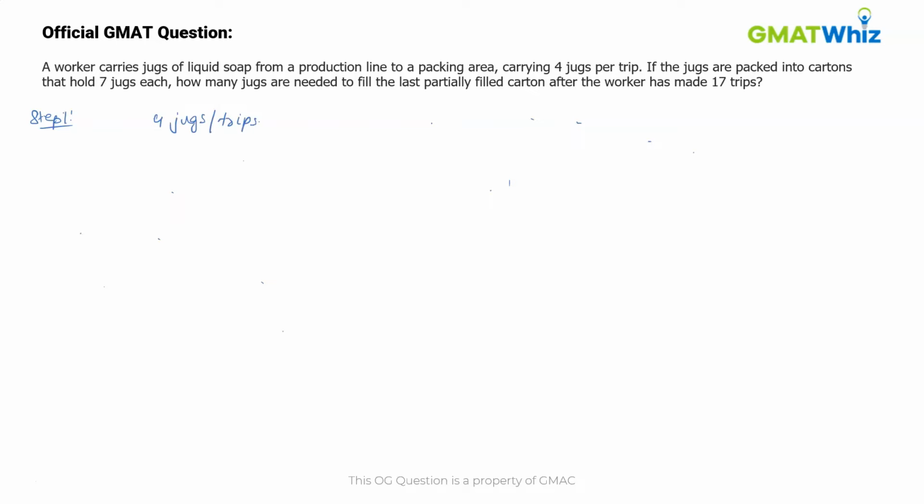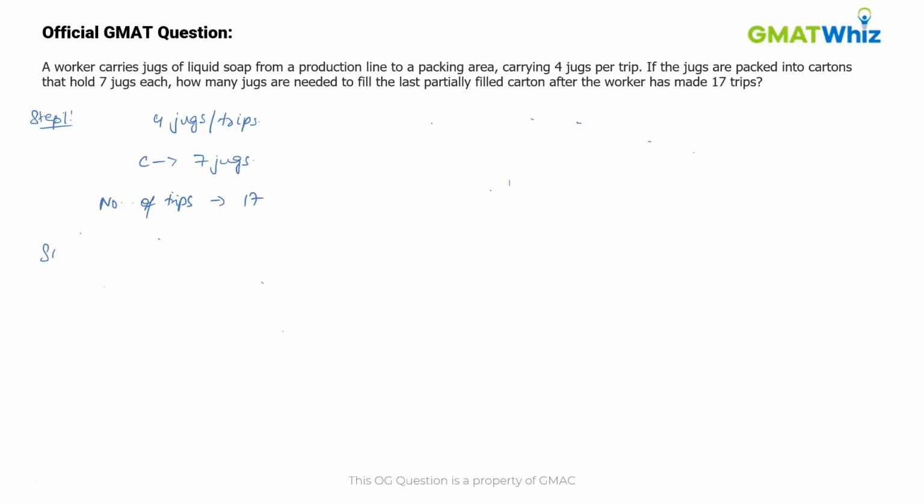Now we are given that each of these jugs, they are packed into cartons that hold 7 jugs each. So the cartons hold 7 jugs each. And we have to find out how many jugs are needed to fill the last partially filled carton after the worker has made 17 trips. So the number of trips he has already made is 17. Now this is all the information that we can infer from the question.